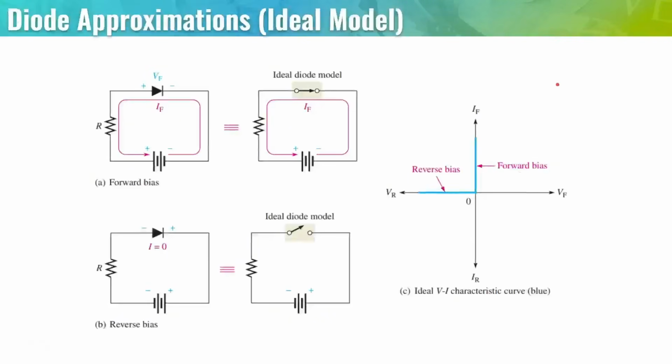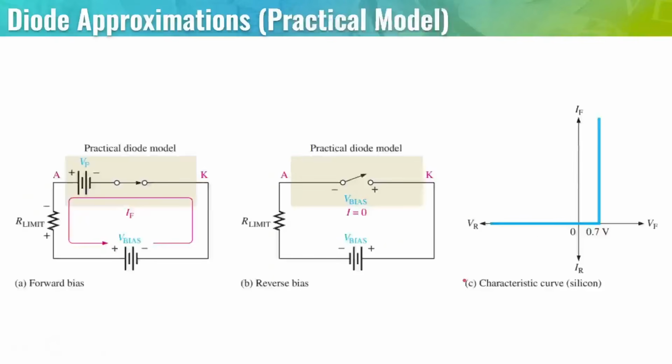We're going to use the ideal model if it's stated that the diode is ideal. From the recap, we know that it can be either on or off. It will be on in forward bias and off in reverse bias. For the practical model, we still have on for forward and off for reverse bias, except now we have a voltage drop. For silicon, it's going to be 0.7, and for germanium, it's going to be 0.3.